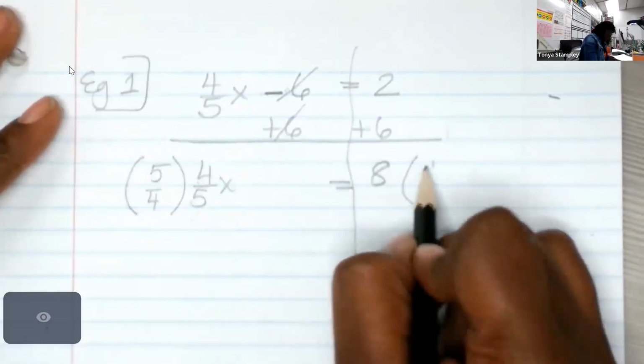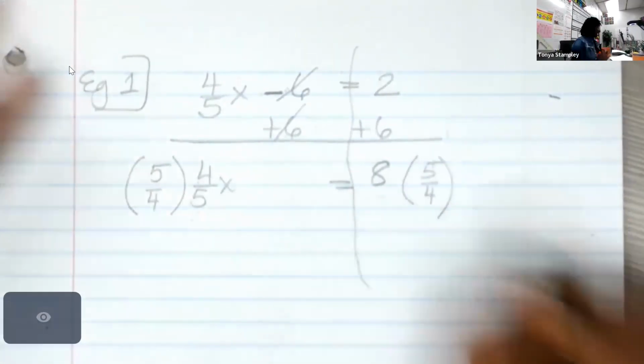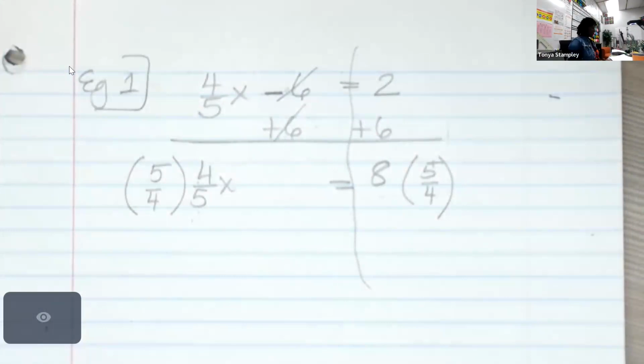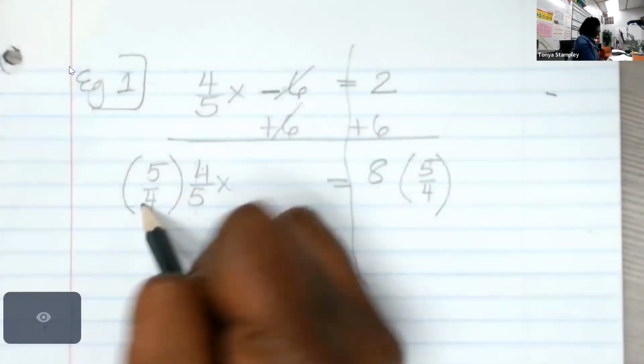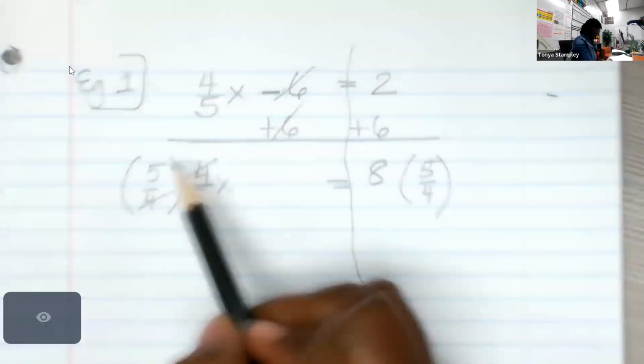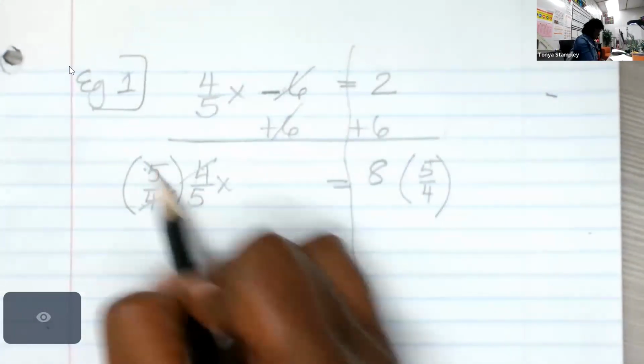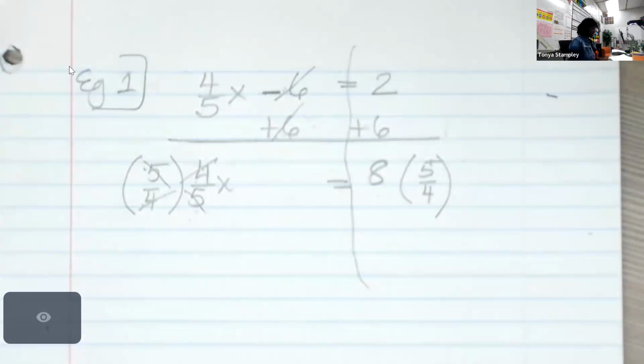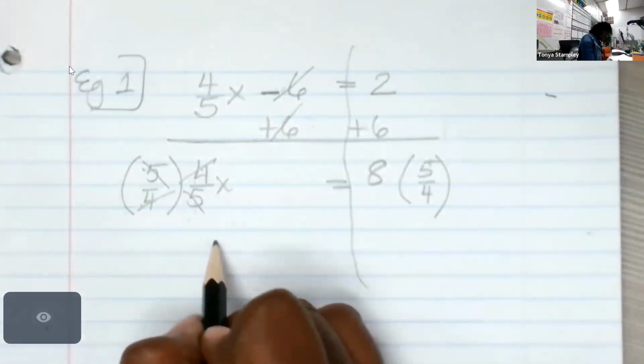So I'm gonna immediately write this over here. Now, what happens to 4 and 4? Cancel out. What happens to 5 and 5? Cancel out. What did that leave me? It leaves me X.